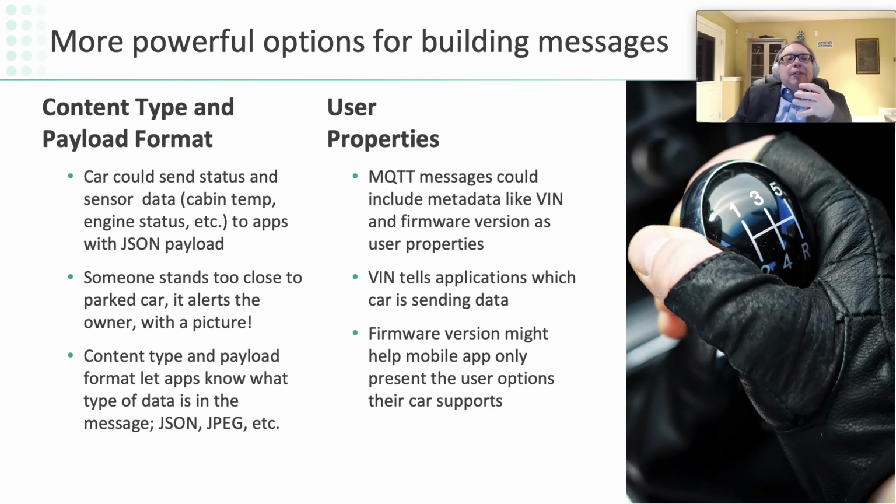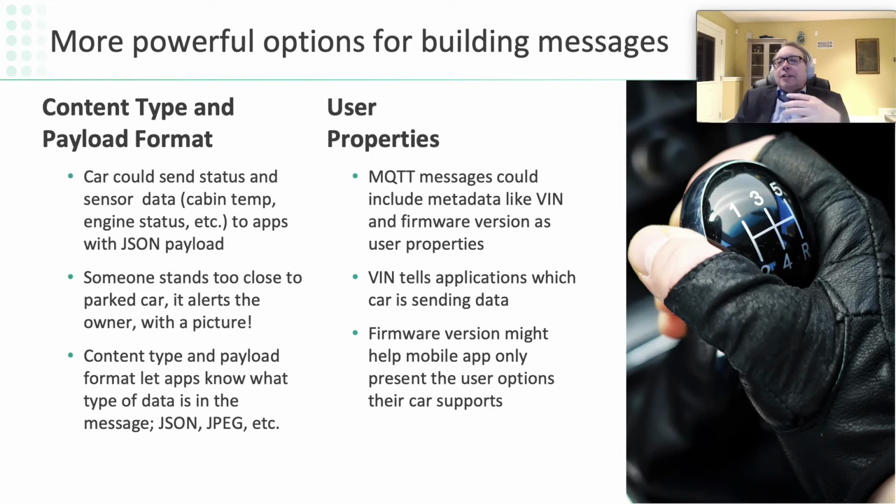Let's look at some of the MQTT 5 features then and how it helps you build a better connected car application. One of the things that comes with MQTT 5 is some more powerful options for building your messages. One of the features is the ability to include tagging of the content type and the payload format of any messages that get sent. So a car could be sending different types of data. It could be sending cabin temperature and various engine sensors and monitors as JSON messages. But if someone gets too close to the car while it's parked, the car might take a picture and then send that as a JPEG.